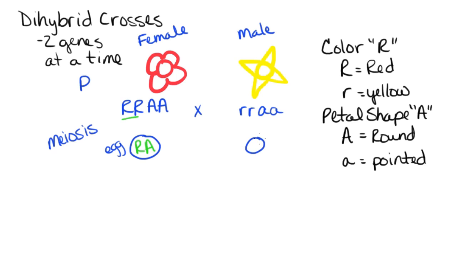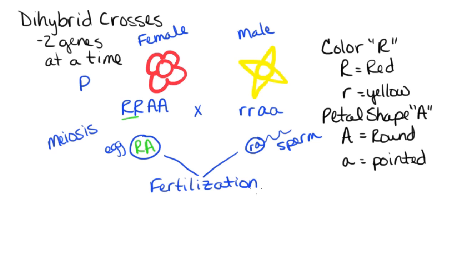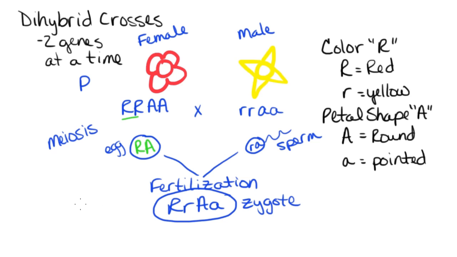Over here on the sperm side of things, it is a similar situation because, again, there's no variation. So we've got a lowercase r and a lowercase a. This makes this first step quite easy, because we're just going to take the two that we get and combine them together, through the process of fertilization. When they combine, we write our two R's next to each other and our two A's next to each other. This right here would be the zygote, and that would also be our F1 generation.